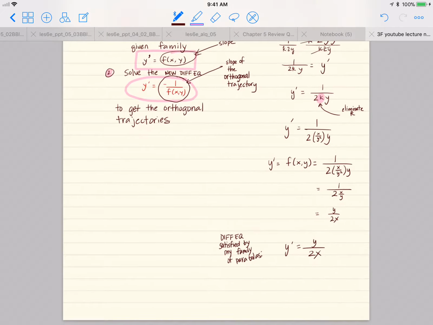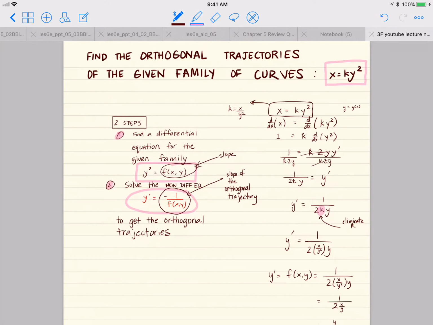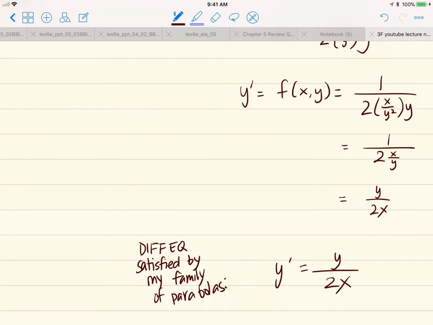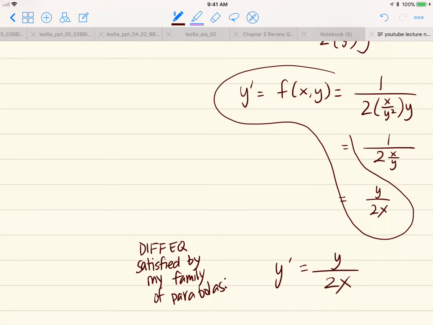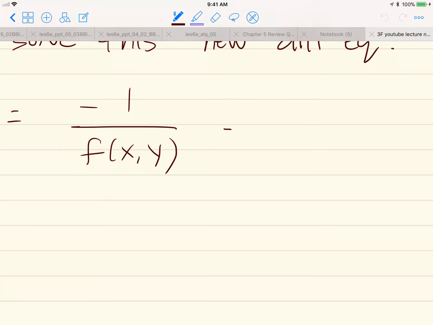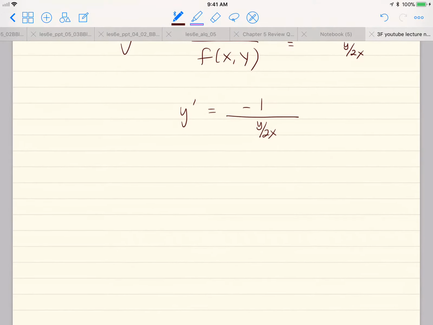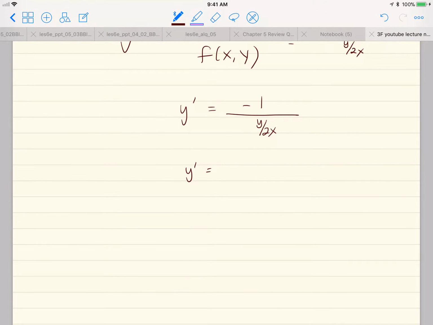And what is my new differential equation? It is going to be y prime equals negative 1 over f of x, y. But what was f of x, y? Remember, f of x, y was y over 2x. So I'm going to need negative 1 over y over 2x. Okay, so if I have y prime equals negative 1 divided by y over 2x, I can simplify this to y prime equals, multiply the top and bottom by 2x. Okay, so I'm going to get negative 2x over y.